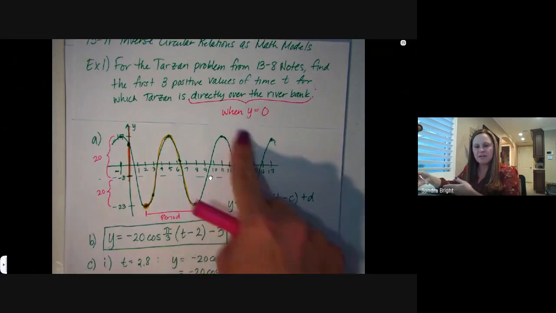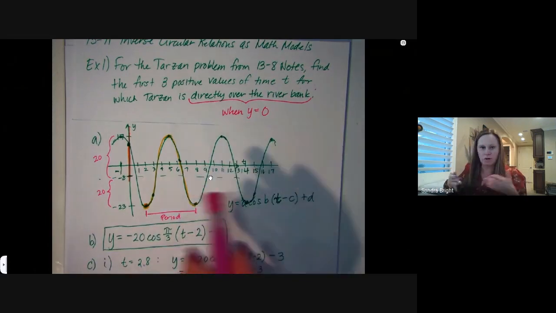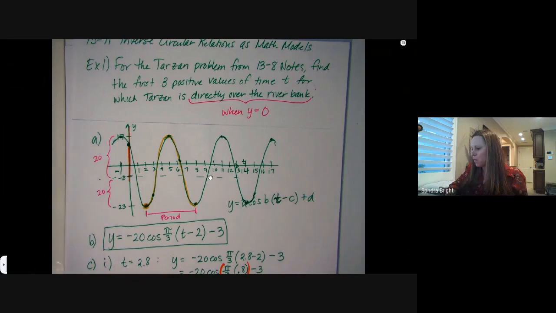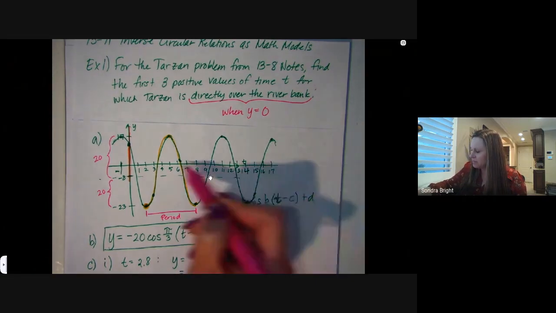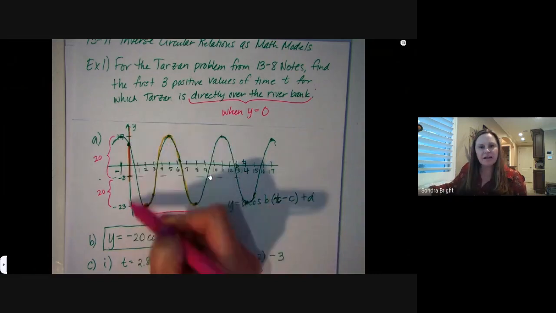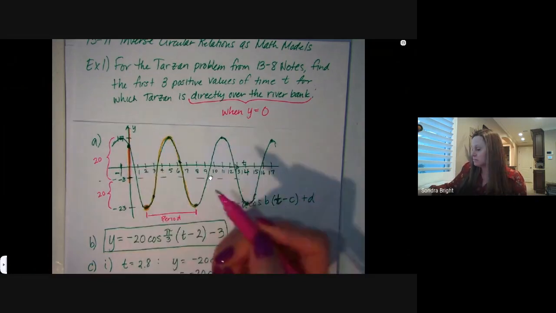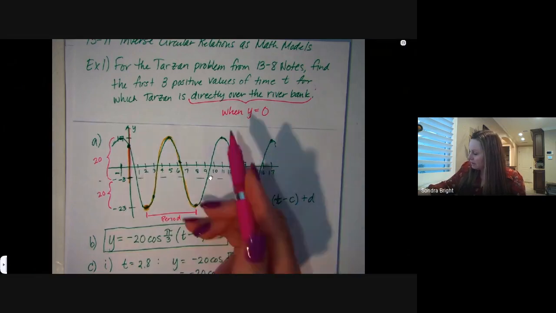Right here was the sinusoidal graph representing Tarzan's motion across the water and the land. We're now wanting to find the first three positive values of time t for which Tarzan is directly over the riverbank. So when y is 0 is this t axis. It's positive up and then negative down. And the first three times that y is 0 would be here.